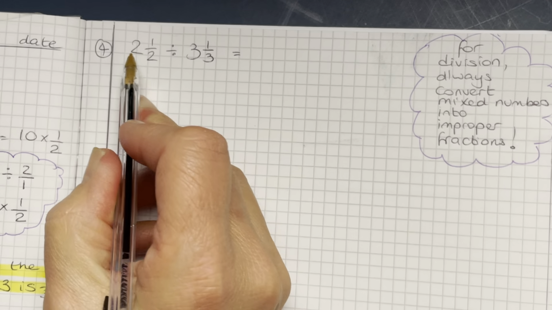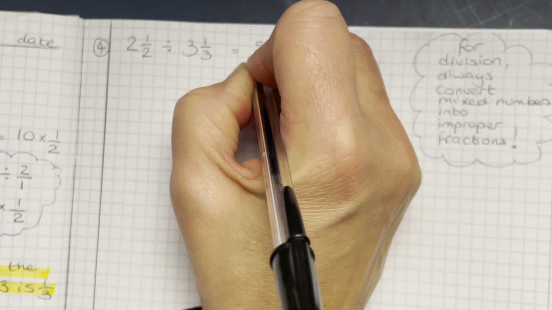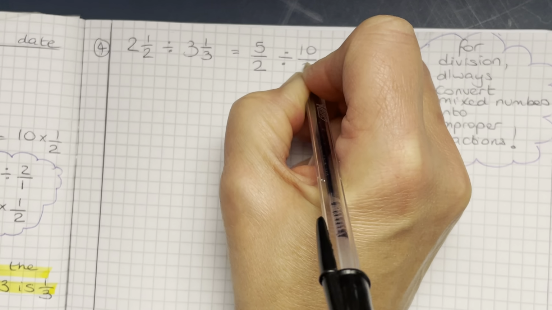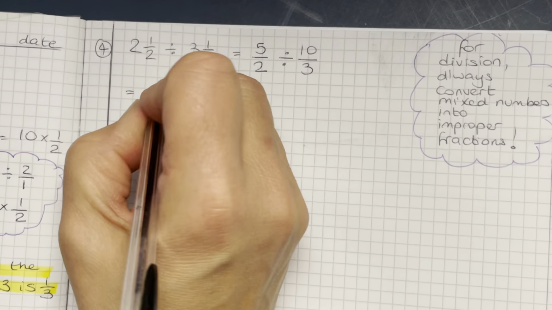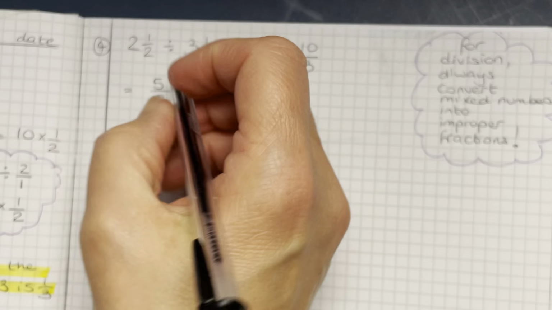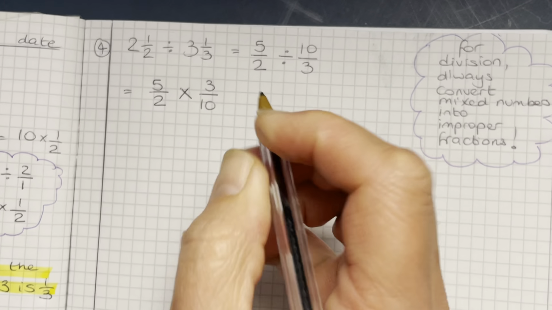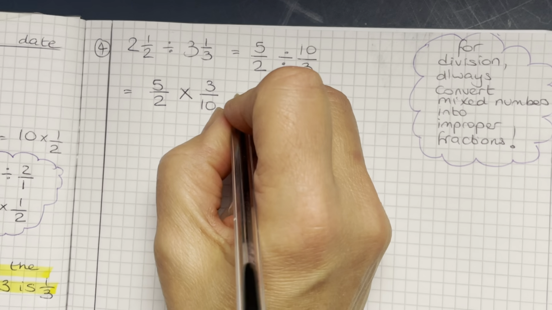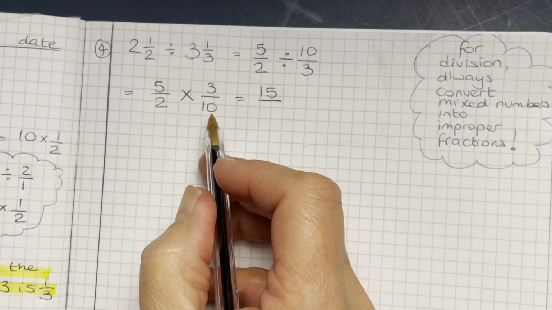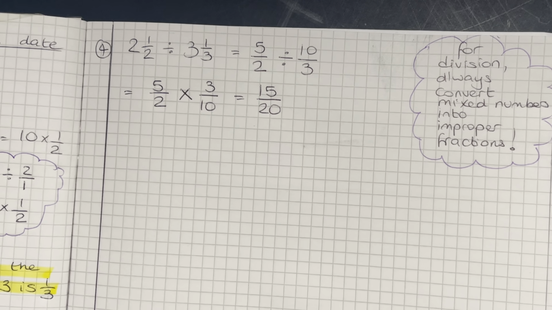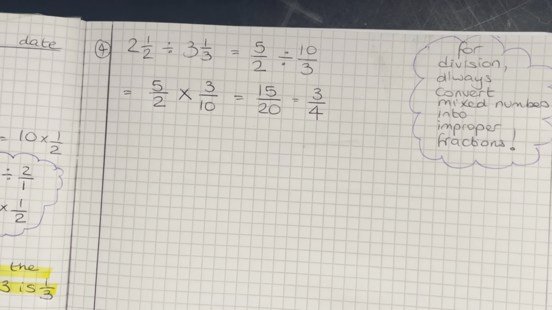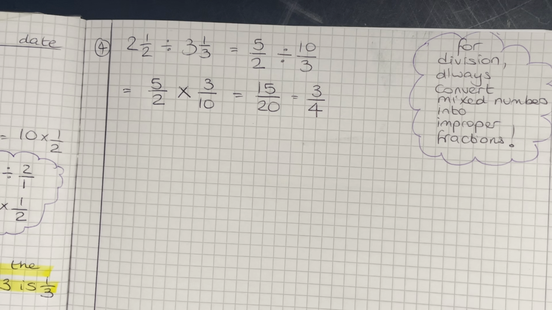So let's do that to start with. Okay, 2 multiplied by 2 is 4 plus 1 gives me 5/2. 3 multiplied by 3 is 9 plus 1 gives me 10 divided by 3. Okay, now I know that division of a fraction is the same as multiplying by its reciprocal. The reciprocal of 10/3 is 3/10. I have flipped my numerator and my denominator. Now I can then multiply this out. 5 multiplied by 3 is 15. 2 multiplied by 10 is 20. And then I can see if I can simplify it. I know that both of these numbers are in the 5 times table, so I can divide the numerator and the denominator by 5 to give me 3/4.